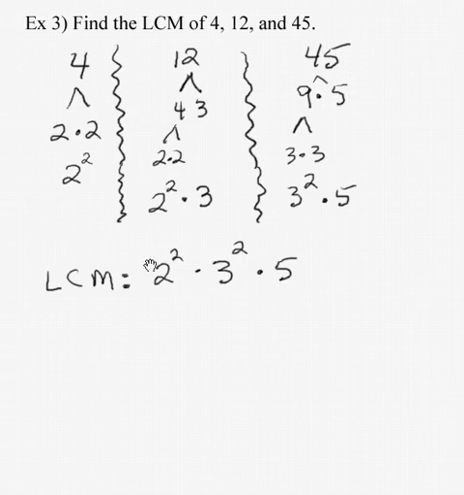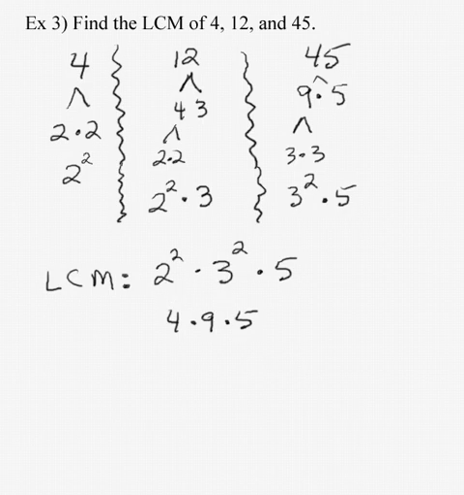And these factors represent my least common multiple. So it's kind of like the union of these numbers here. We're taking the 2 squared, we're taking the 3 squared, we're taking the 5. Sometimes we leave our answers factored like this, but sometimes we need to actually find the number itself.